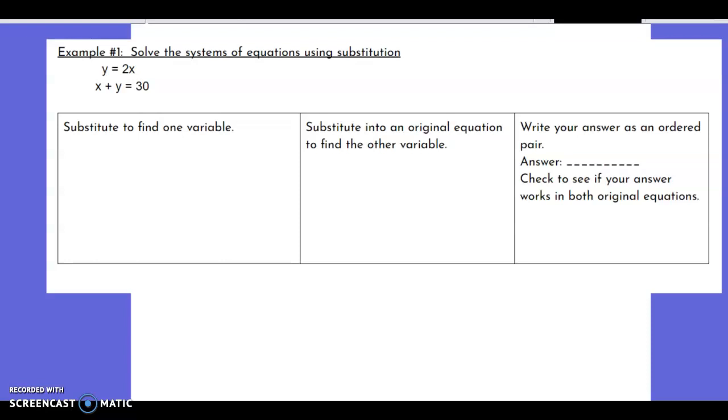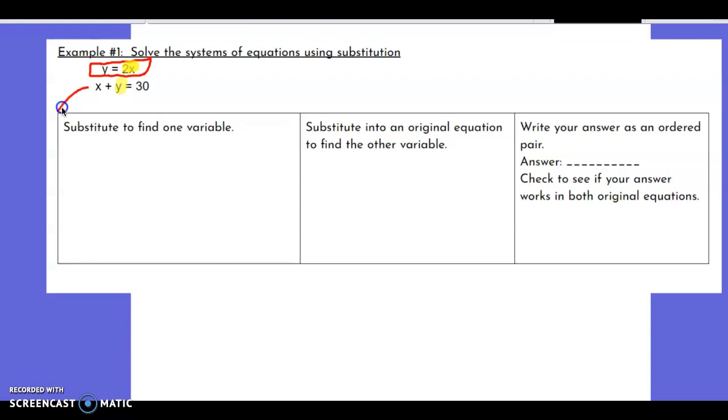If you look at the top equation, the letter y is all by itself, and y is the same thing as 2x. So since y is the same thing as 2x, we're going to take this 2x and put it in place of y in the other equation. Then we'll have an equation with only x's in it, and we will be able to solve it.